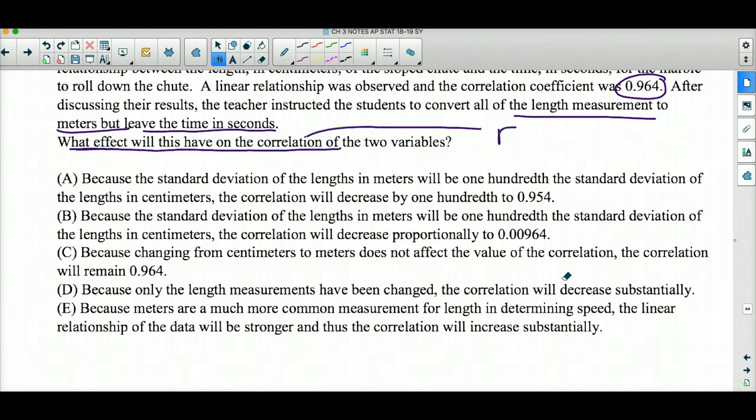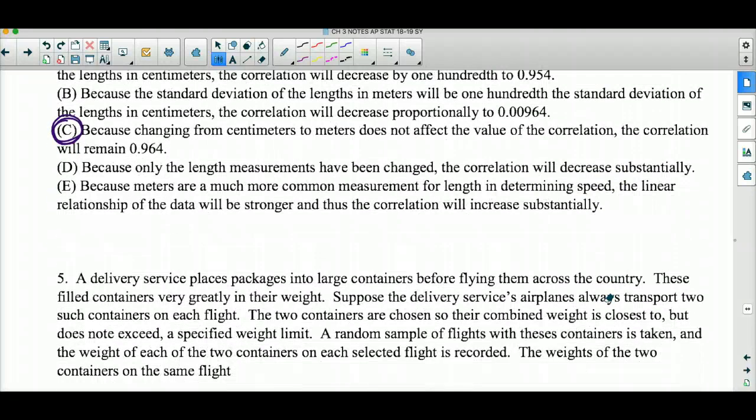So remember, the correlation is the R. What effect does all of this changing have on the R? It has no effect. Your R will remain unchanged, because changing from centimeters to meters does not affect the value of the correlation. It will remain 0.964. Yes.